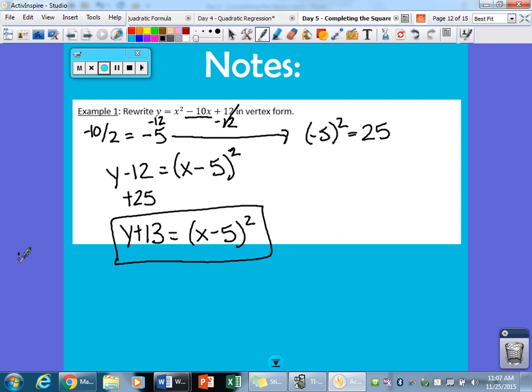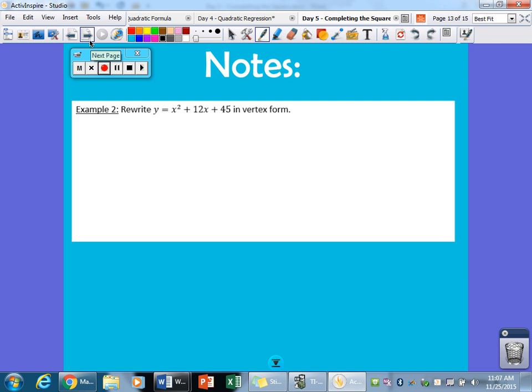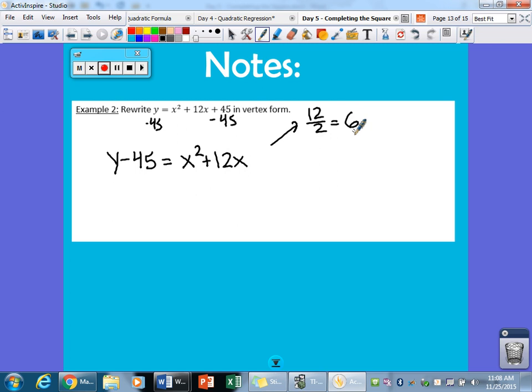Again, watch this if you need to, just so that you can understand how I'm getting the steps. I'm going to do another problem with you. Let's do another one. If you want, let's move the c value first. Minus 45, minus 45. So I have y minus 45 equals x squared plus 12x. I want to simplify this part now. So that's where I do my 12 over 2 and I get my 6.